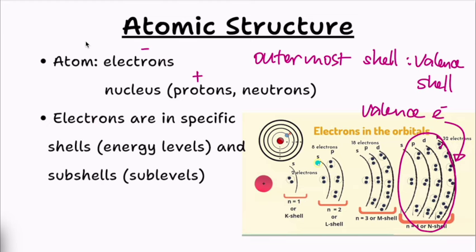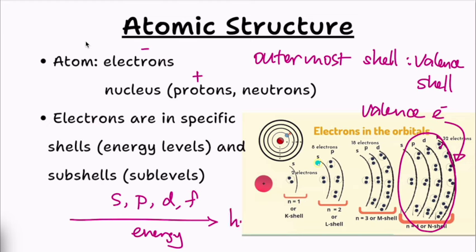Okay, the thing is, what's really interesting is within each of the shell, there are subshells. There are sub-energy levels. Okay, and then the sub-energy levels are S, P, D, F, and then the energy increases from S to F. So F is the highest sublevel, and then S is the lowest energy sublevel.